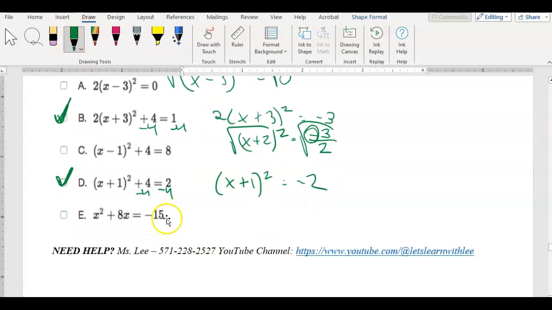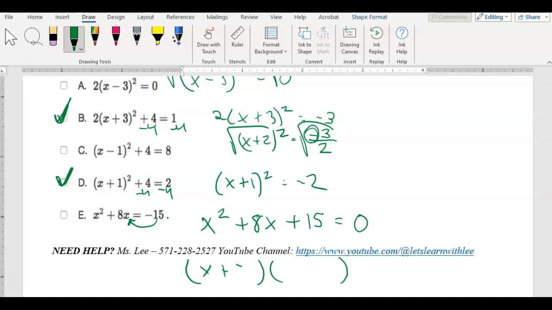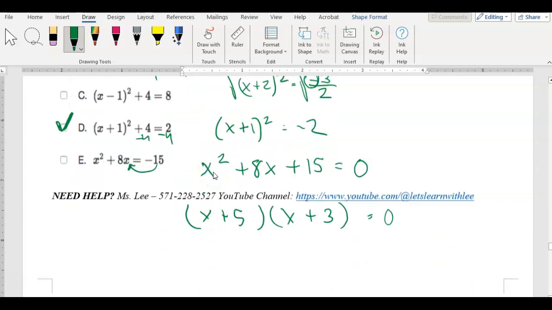And then lastly, letter E right here. Well, this one is a little bit tricky because it's not as simple to see, but let's go ahead and put this 15 back on the other side. So if I do x squared plus 8x plus 15 equals 0, right? When I add 15 to both sides, I'll have 0. Now I can factor this, and I can do x plus 5 and x plus 3, because 5 times 3 is 15, and 5 plus 3 equals 8. And so now I can have negative 5 and negative 3. So this has 2 real solutions. So E does not have an imaginary solution. It has a real solution.